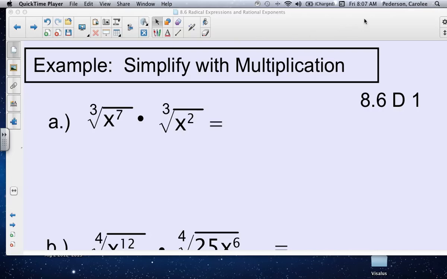This is 8.6, day 1, part 2. Now we're going to go on to multiplying and dividing with higher order indexes. So this first example is two radicals.